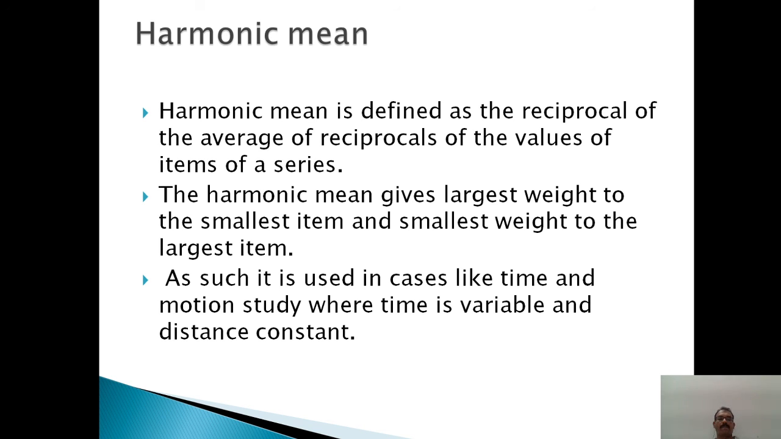Harmonic mean. Harmonic mean is defined as the reciprocal of the average of reciprocals of the values of items of a series. The harmonic mean gives largest weight to the smallest item and smallest weight to the largest item. As such, it is used in cases like time and motion study, where time is variable and distance constant.